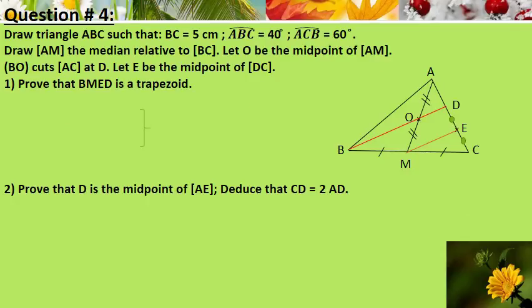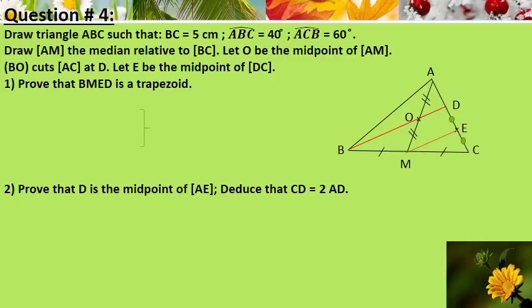We should draw a triangle ABC such that BC equal 5 centimeters, angle ABC equal 40 degrees, angle ACB equal 60 degrees. How do we draw this triangle? Who can tell me how we draw this triangle? We draw any side BC, 5 centimeters. We assign the angle B 40 degrees. We assign the angle C 60 degrees. Where they intersect is the third vertex. So we get triangle ABC.